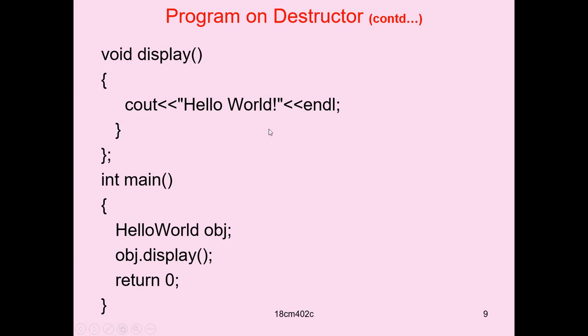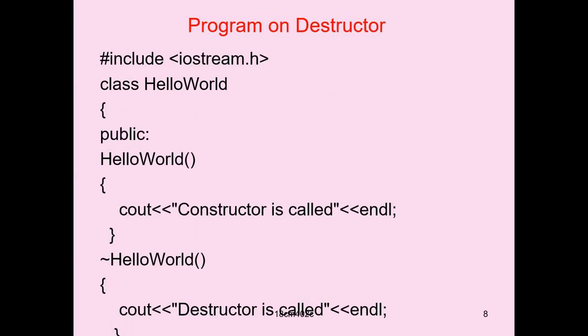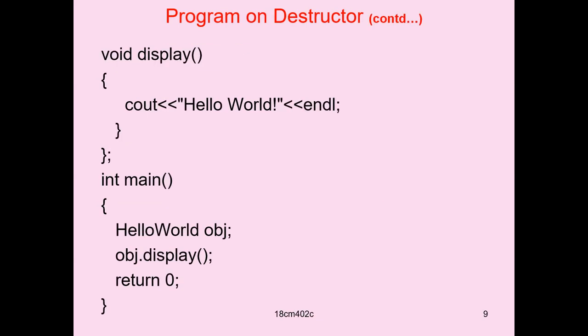So in our program we have three member functions. Among these three, two are special member functions: one is the constructor, one is the destructor, and one is the display function. All of these have only a single output statement: constructor is called, destructor is called, and hello world.